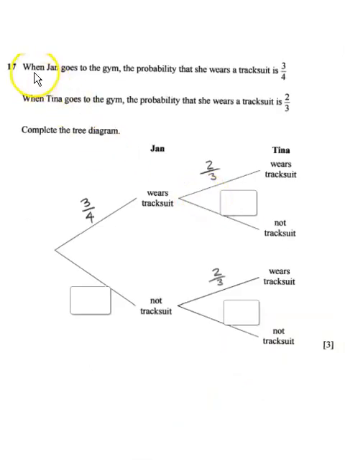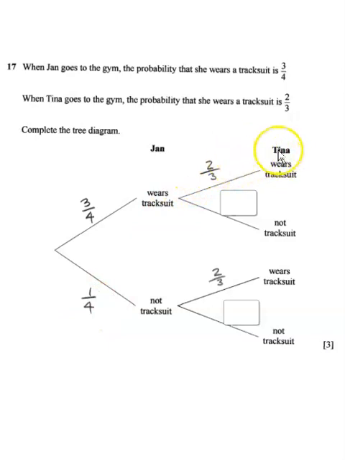So question 17, it says, when Jan goes to the gym, the probability she wears a tracksuit is 3 out of 4. When Tina goes to the gym, the probability she wears a tracksuit is 2 out of 3. So complete the tree diagram. So we can see that when Jan wears a tracksuit, the probability is 3 out of 4. So these two probabilities should add up to 1. So what we have here is 1 out of 4. So if we add these two up, it will be 4 out of 4, and that would equal 1. So that's what we've got here.